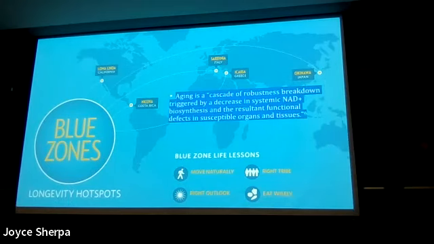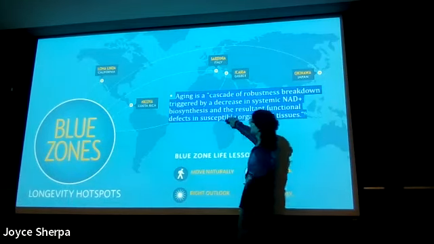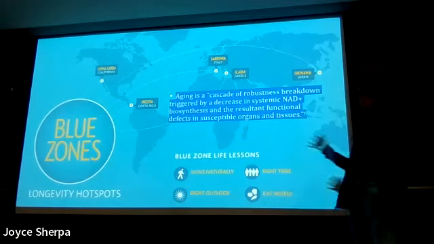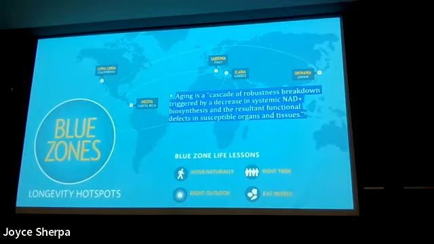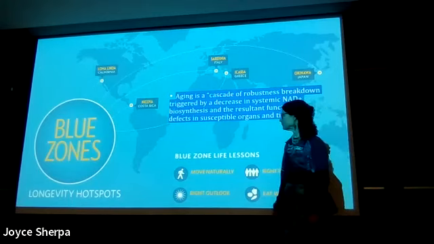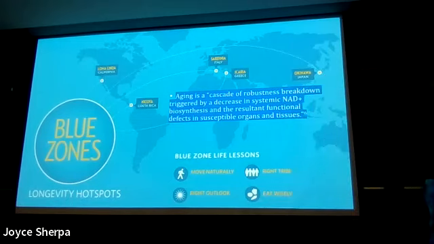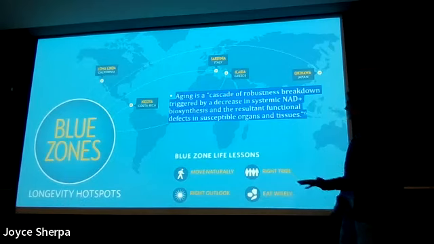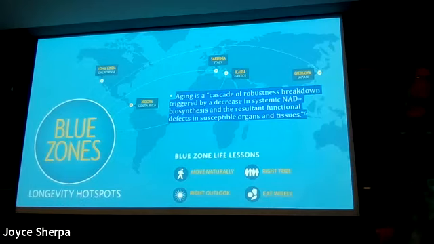Oh, so this was a quote on the article from Aging from the World Health Organization that aging is considered a cascade of robustness breakdown triggered by decreased, oh, here we go, NAD. This was made from vitamin D3. We'll get to it more. By a decrease in systematic NAD biosynthesis and resultant functional defects in susceptible organs and tissues. That's somebody who's writing like really big words, but basically they're saying everything has to do with the NAD.